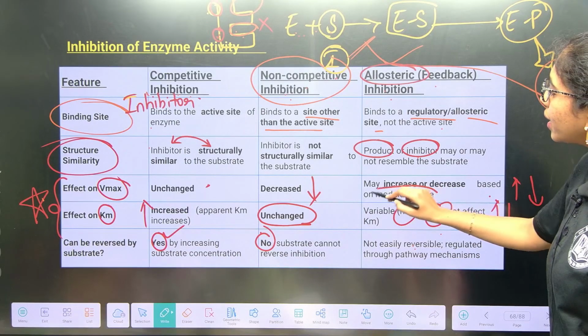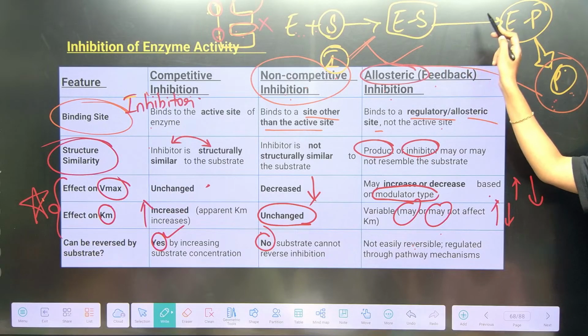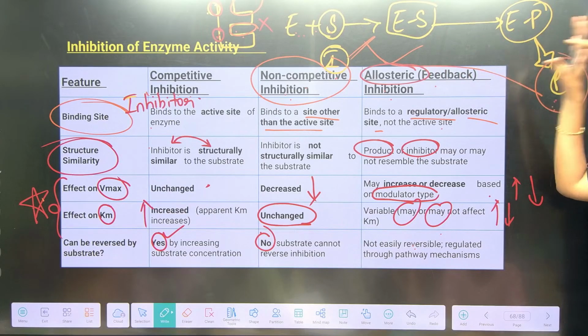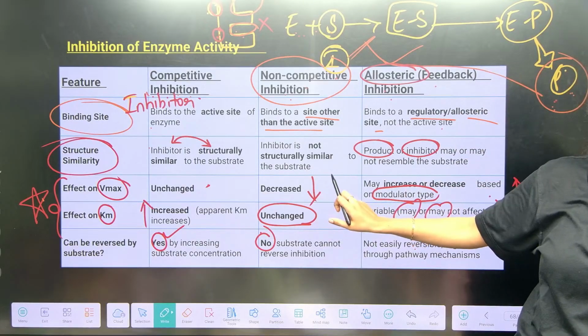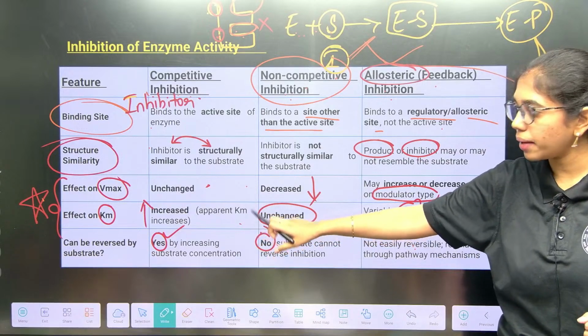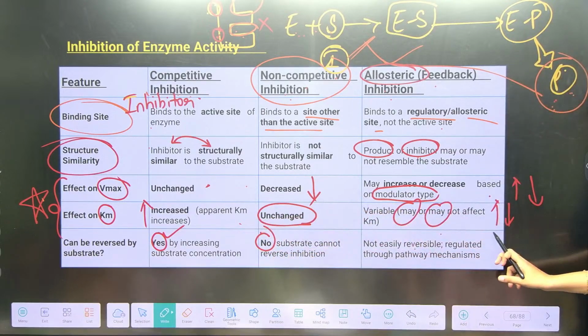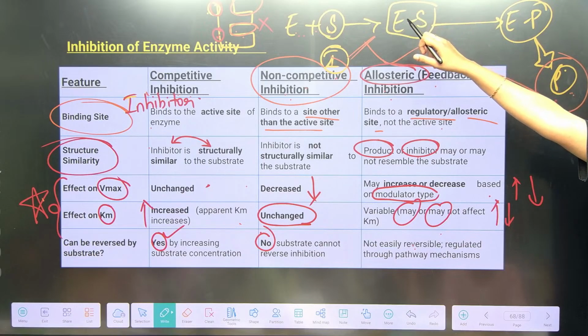Based on modulator type. See, modulator, regulator, which means that it is affecting the mechanism pathways. So its effect is not static, like how it is decreasing the Vmax, here it is remaining unchanged, here it is increasing the Km, the apparent Km increases. Here it is not like that, it is modulating, regulating. Understood the meaning? Because it is acting on the mechanism pathway, the biosynthetic pathways.